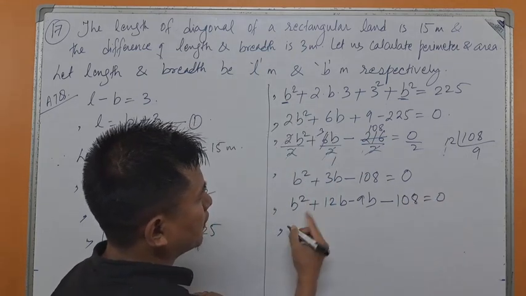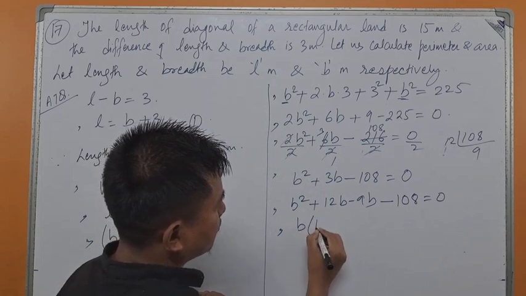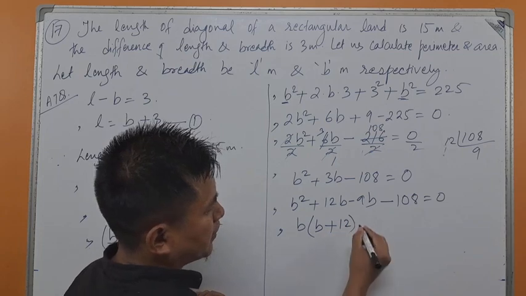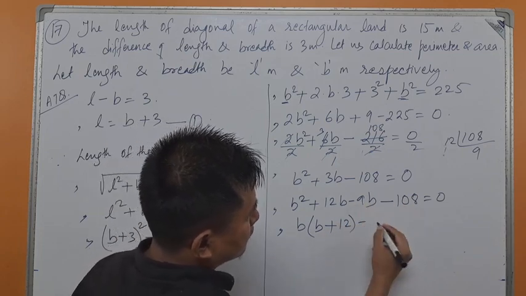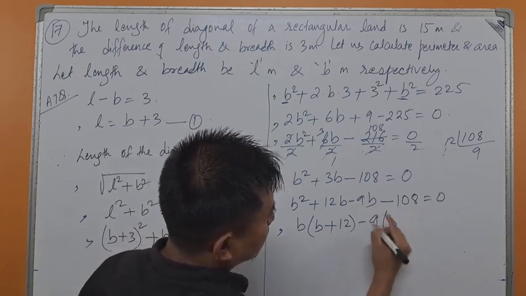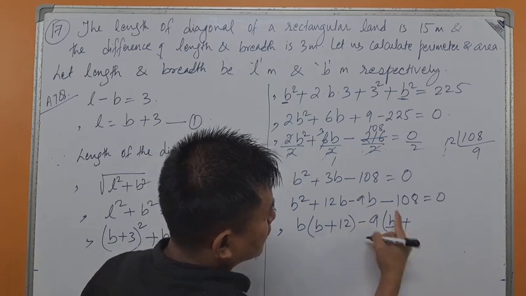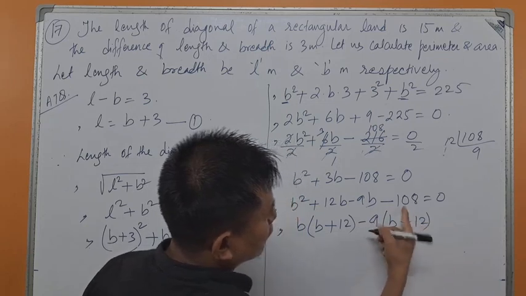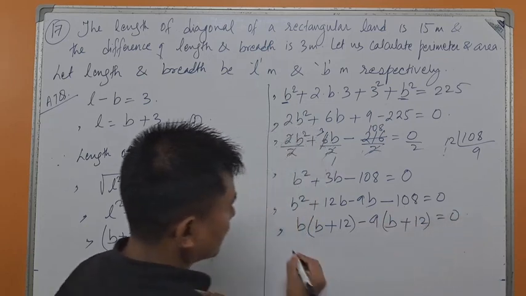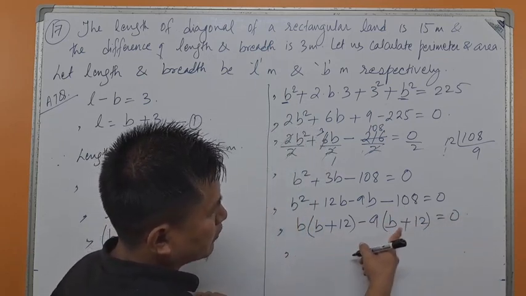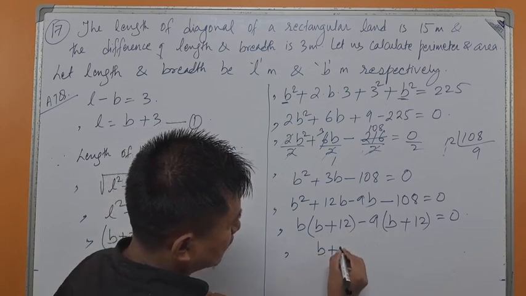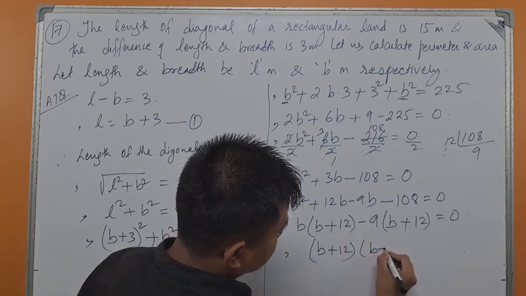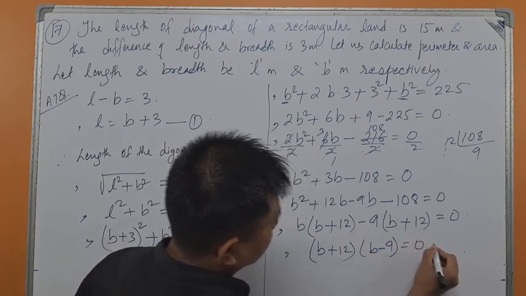Or we have B common here. B into B is B square plus B into 12 is 12B. Minus 9 common, 9 into B is 9B. Minus into plus is minus. 9 twelves are 108 equals 0. Or B plus 12 common, and B minus 9 remains within the bracket, equals 0.